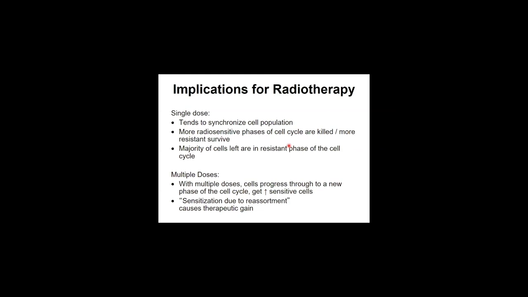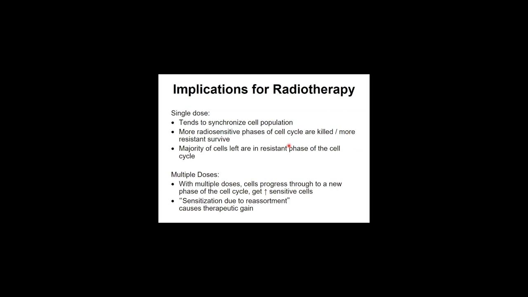Now, is this going to be good for normal cells or for tumor cells? Well, tumor cells are of course going to be affected because they're cycling. If you have non-cycling normal cells in the tissue, they will not be affected. If you have a tissue that is heavily cycling, then you may have some problems with normal cells as well that will also reassort during the cell cycle and go to the more radiosensitive phase.